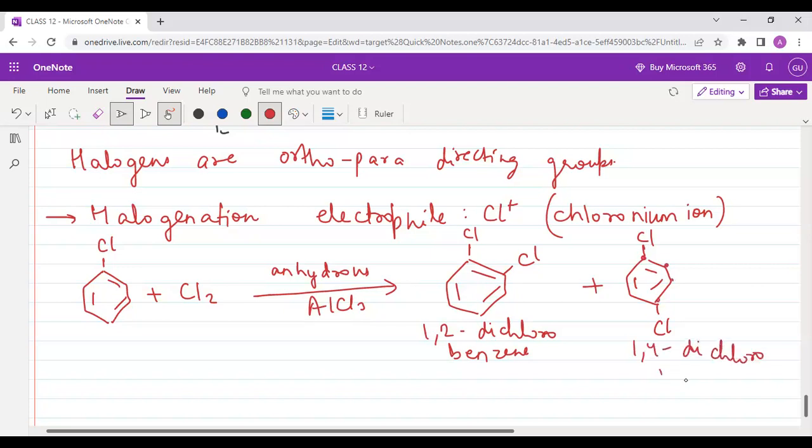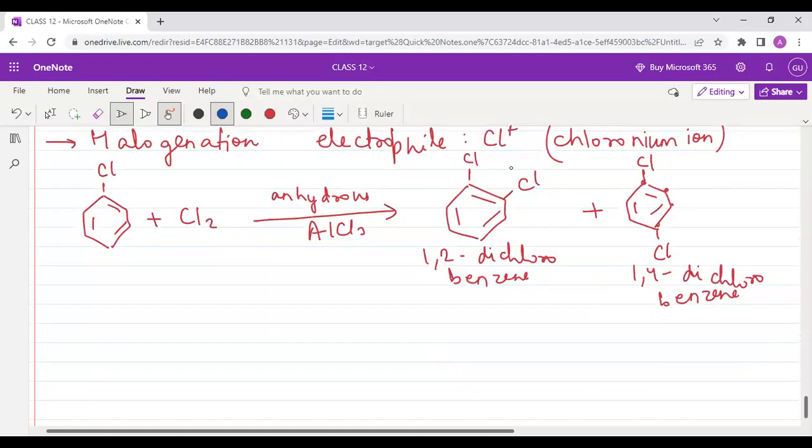Now tell me which one will be the major product. See here, both the groups are very close to each other, so there will be repulsion and it will be less stable. And here the groups are very far away. So 1,4 dichlorobenzene will be your major product and the other will be your minor. This way you have to identify the major and minor products. And you can observe that these groups are introduced at ortho and para positions, right? Yes. That's why the halogen atom was called an ortho and para directing group.